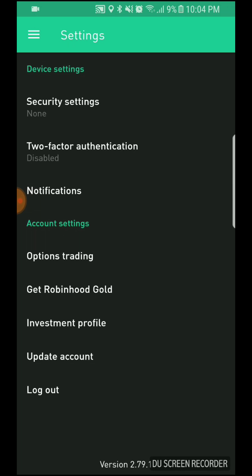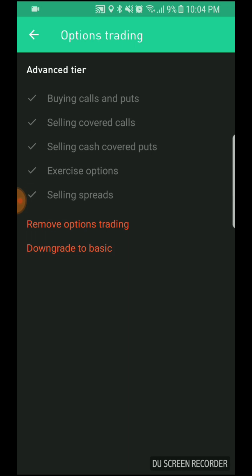As you can see, I'm on the settings page, and right here you can find whether or not you have access to trade options on Robinhood. Go to the green account settings, then go to option trading. Right here you should see whether or not you have access to option trading. In this case, it says advanced tier. That stands for level 3 options trading.